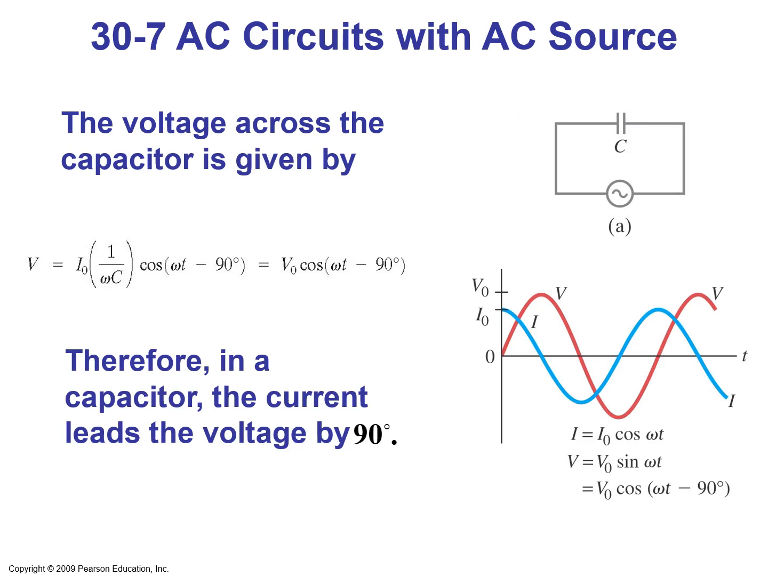In another scenario, when the alternating voltage is connected to a capacitor, the voltage across the capacitor is given by V equals I naught times 1 over omega C times cosine of omega t minus 90 degrees, and is equal to V naught times cosine of omega t minus 90 degrees. Therefore, in a capacitor, the current leads the voltage by 90 degrees. So we have the red AC voltage, and the current is leading the voltage by 90 degrees, as represented with the blue line.